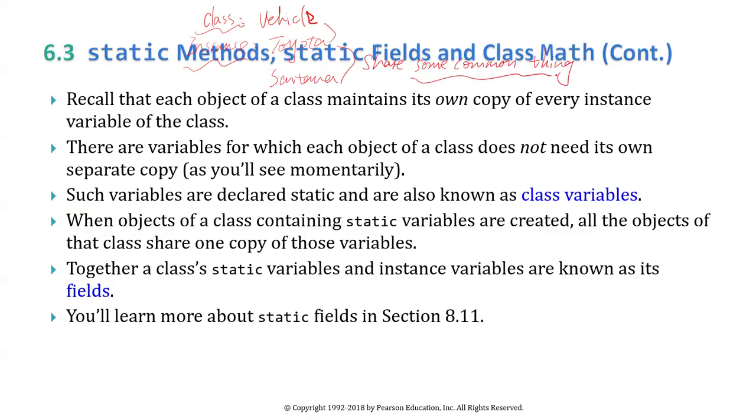And those common things, we say they are class variables, and we do not need to create a specific Toyota or create a specific Santana. We just need to use the class, and then we can create such a variable. So together, a class's static variables and instance variables are known as its fields.